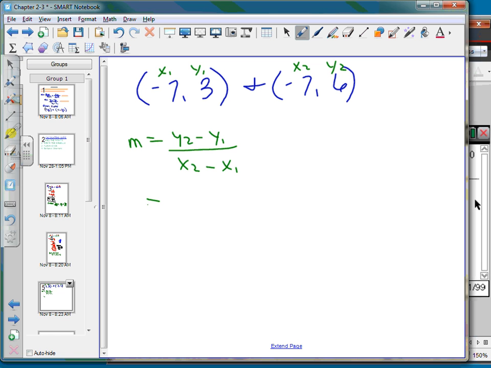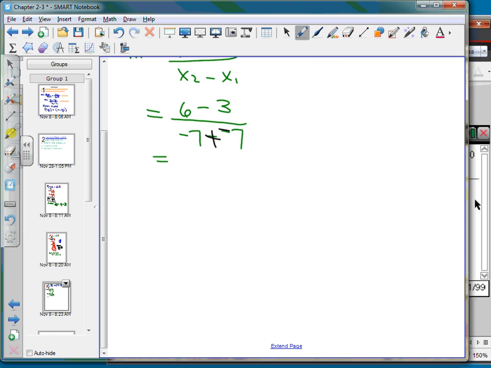So step 1, what is Y2? 6. Y1 is 3. X2 is -7 minus X1 -7. Do I have any minus negatives back to back? What do those turn into? Plus signs. So what is 6 minus 3? 3. And then over 0. Is 0 happy in the denominator? 0 is bad in the denominator, right? So what is that called?